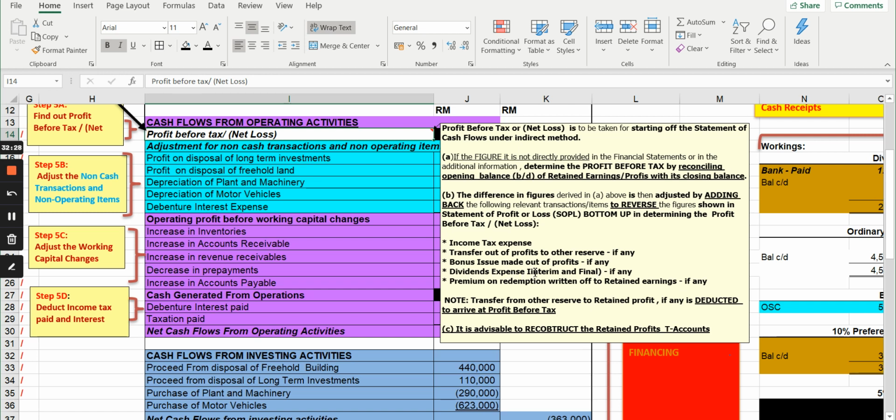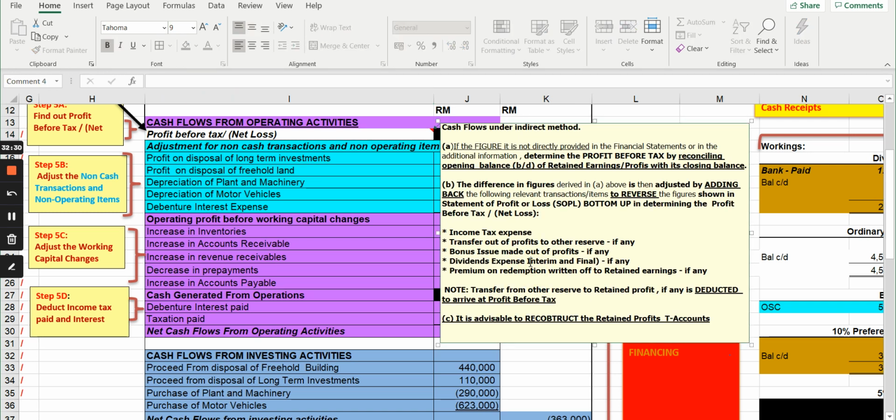Dividend expense, in this one, means either interim or final dividend, so that has to be added back. Added means put back to the debit side. All this must be put on the debit side of your retained profit account. If there are any other expenses written off to the retained profit, premium on redemption, for example, or if there is any transfer from other reserve to the retained profit, meaning the one that you credit to retained profit, the one that you debit to the reserve account, right? Maybe things like transfer from general reserve back to the retained profit. That should be deducted. When I say deducted, it means it should be put on the credit side.